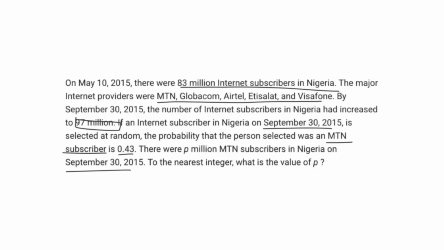So this is interesting. This information of 83 million internet subscribers in Nigeria on May 10th is irrelevant to our equation. It asks, to the nearest integer, what is the value of P? And let's remind ourselves P is the million of MTN subscribers in Nigeria on this date. Okay, so I'm going to be using not an accurate equation, but it just helps to think about it. I'm sure we've all heard of part over whole, right? It's pretty common in chemistry. So we kind of want to think about it like part over whole.